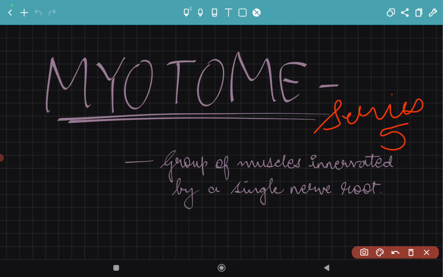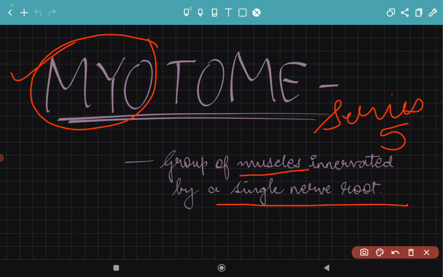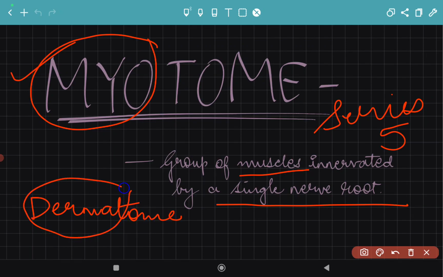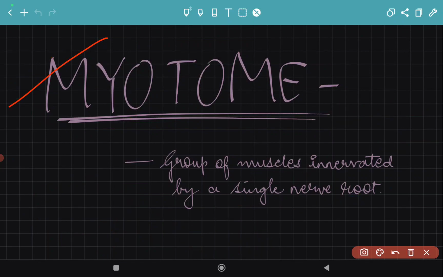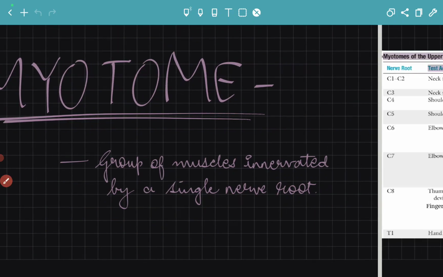In this series, we will discuss myotomes. Myotomes, as the name suggests, myo means muscle. So a group of muscles innervated by a single nerve root is a myotome. Previously, we studied dermatomes. There, dermat means skin, so it was about the skin portion innervated by a single nerve root, and in myotomes, myo means muscle. So a group of muscles innervated by a single nerve root is a myotome. Let's discuss it in this series.